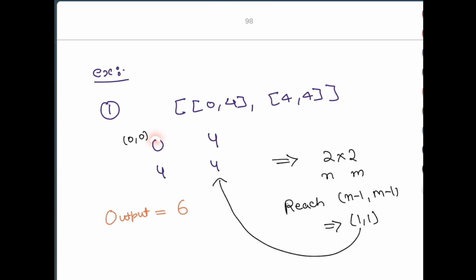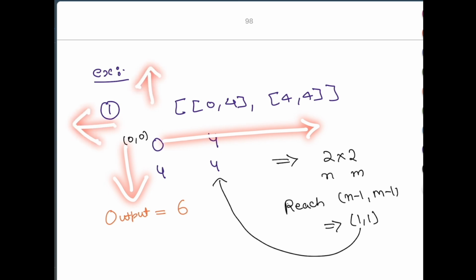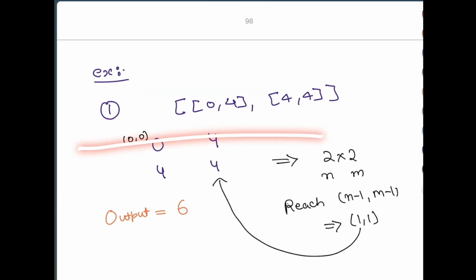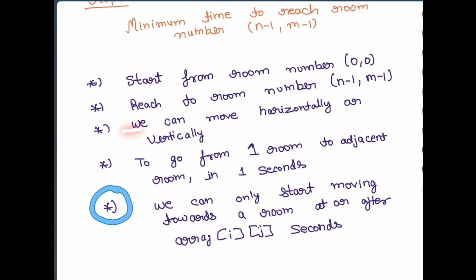Now, when you are at a room, you can only move horizontally or vertically, right? And you can move in all 4 directions because there is no mention of which direction you can move. You can move horizontally, you can move vertically. So you can move in all 4 directions. Now this is about point number 3 here, that we can move horizontally or vertically. Let us focus more on this point. This is a very important point.